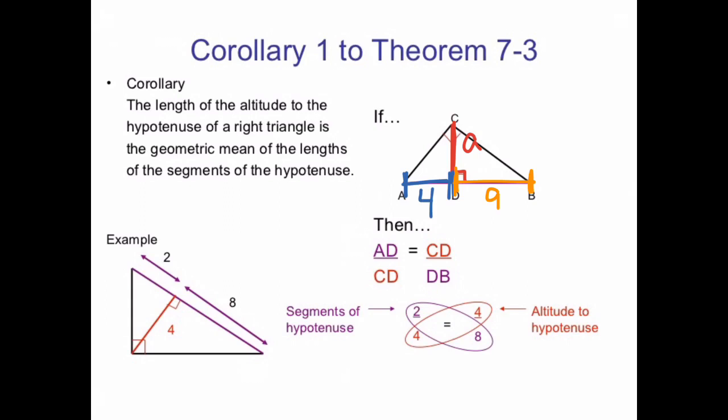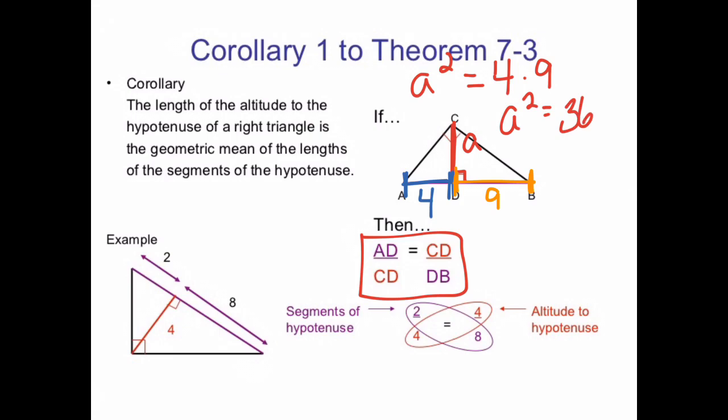So if the blue piece of the hypotenuse had a length of 4 and the yellow piece of the hypotenuse had a length of 9, you could set this up as a proportion, and what you'd get is that a squared would equal 4 times 9. And then you could solve this using algebra. You would get a squared equals 36, and then you would take the square root of both sides, and you would get that a equals 6. The altitude here would be 6. And that's how you use corollary 1.